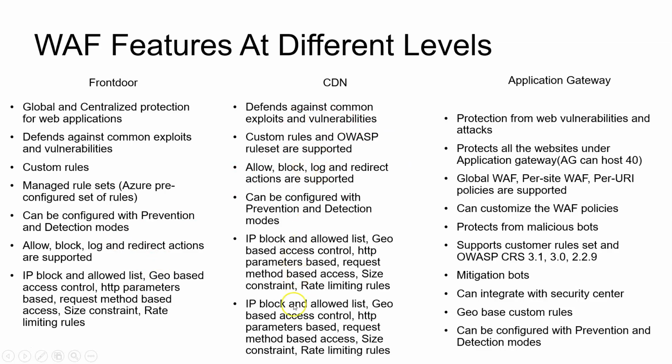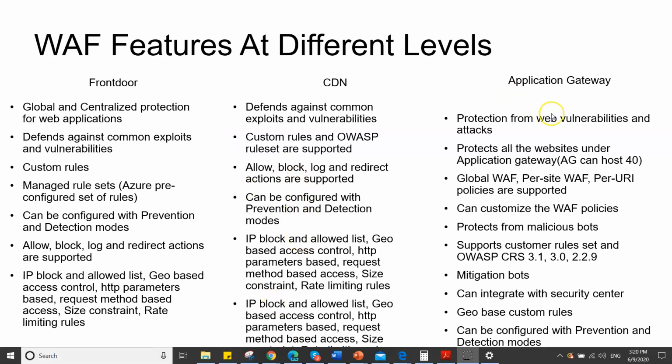There's no big difference except the global and centralized protection for web applications. You have pretty much the same. Coming to the application gateway, it will protect from web vulnerabilities and attacks. It also protects all the websites under the application gateway. So each application gateway can hold 100 websites. So all those websites will be protected by the web application firewall.